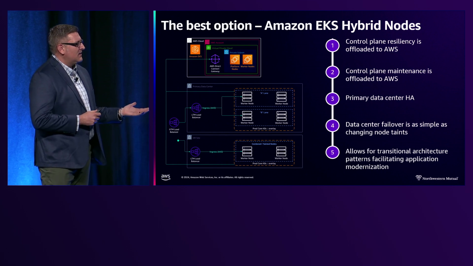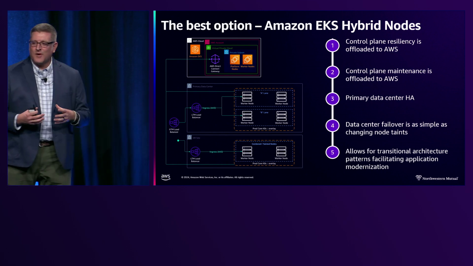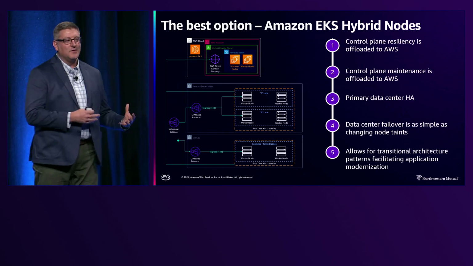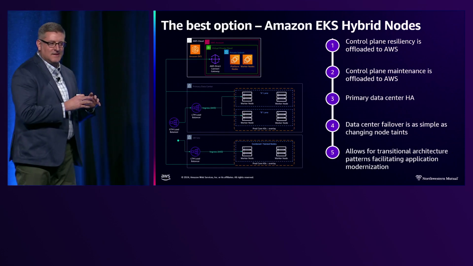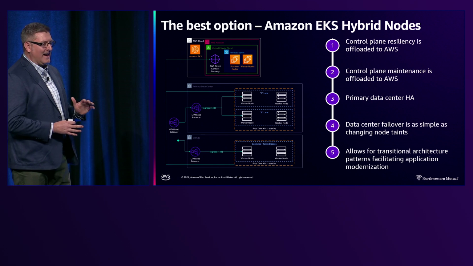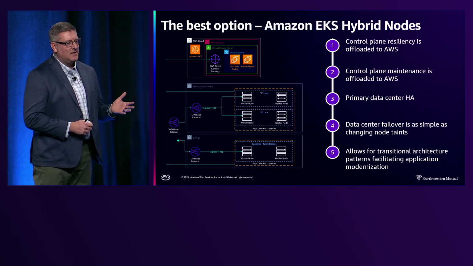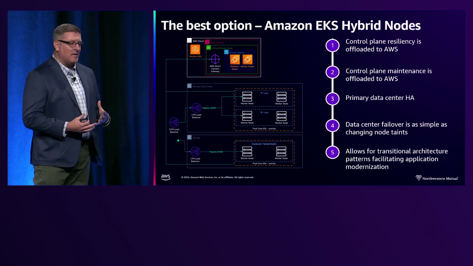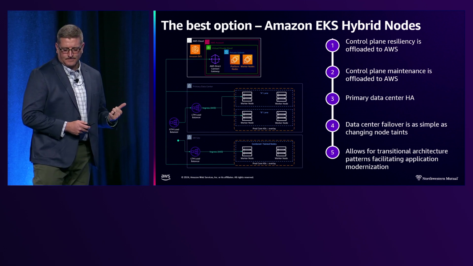This also allows for a transitional architecture pattern. So as our on-prem applications are continuing to modernize and try to move to the cloud, this would allow them to exist in a Kubernetes cloud-native way, accessing on-premise resources and AWS resources at the same time until they're fully cut off from on-prem resources and can be moved to the cloud.